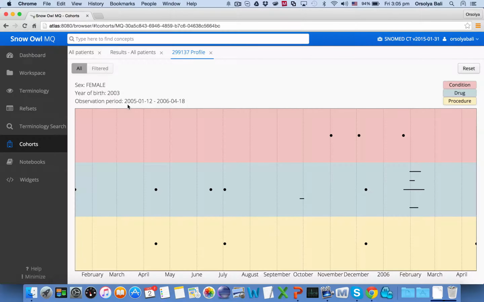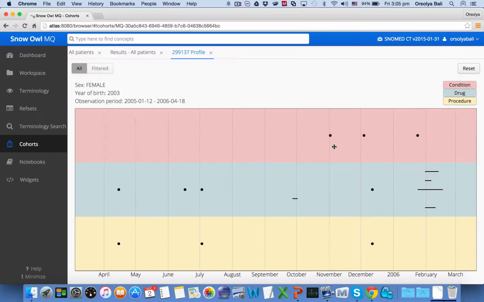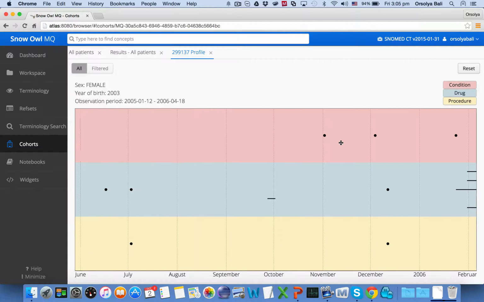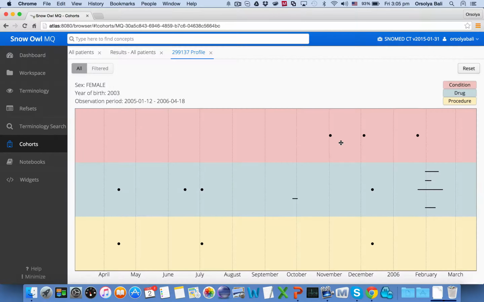It's a little more than a year, but we can see that during this time quite a lot of things happened to our patient. First of all, there were conditions recorded, and if we hover over with the cursor, we can see the type of condition that the patient suffered from. And since this is a timeline, we can see when it actually happened and when it happened in comparison to other conditions. We can zoom in to see more details for this patient.